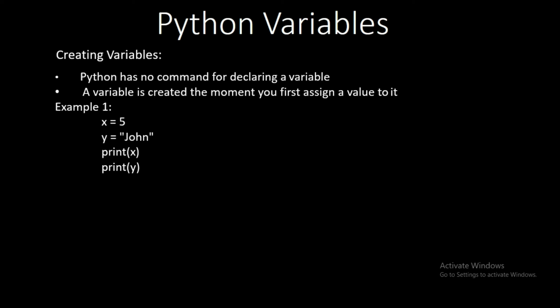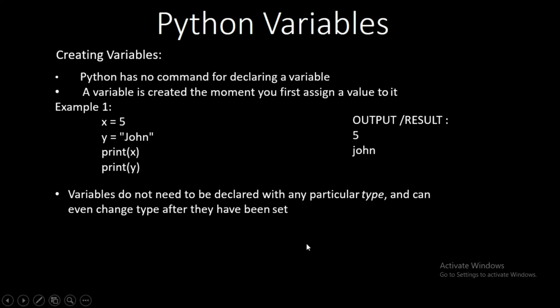Right now you can see the output when you compile this program, you will see the result here, 5 and John. Right, variables do not need to be declared with any particular type. In this language there is no such command to declare variables. Also you can change the data type of the variables after declaring them.